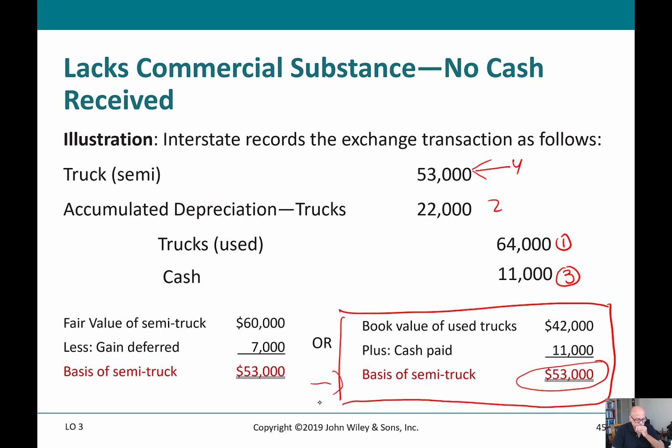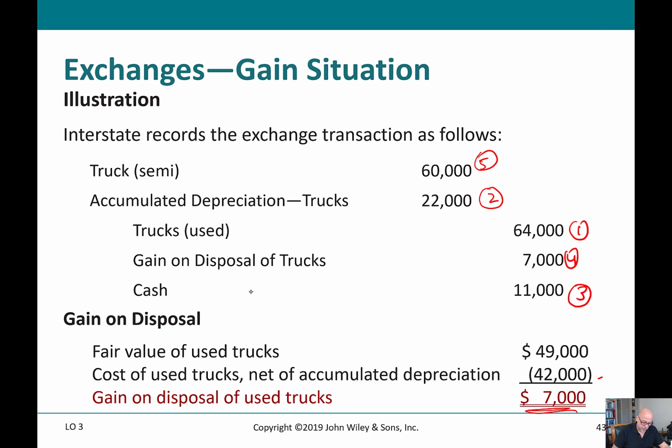Now, you're sitting there and saying, well, John, how do I know that they weren't supposed to recognize a gain or loss? I understand they said no cash received, but I said earlier that if the cash constitutes 25% or more of the total consideration, then you would take the gain. Well, what happens? They're showing us in this example that the cash constitutes what? 11,000. So that's in the numerator. And then we're going to have the cash, whose fair market value is equal to its book value, which is 11,000, plus the fair value of the truck that we've given up.